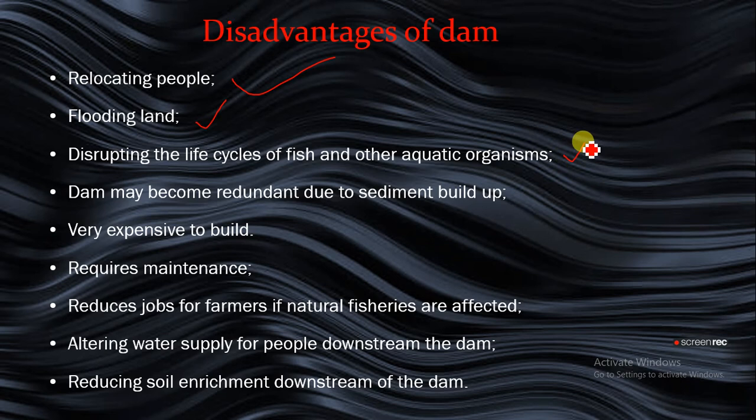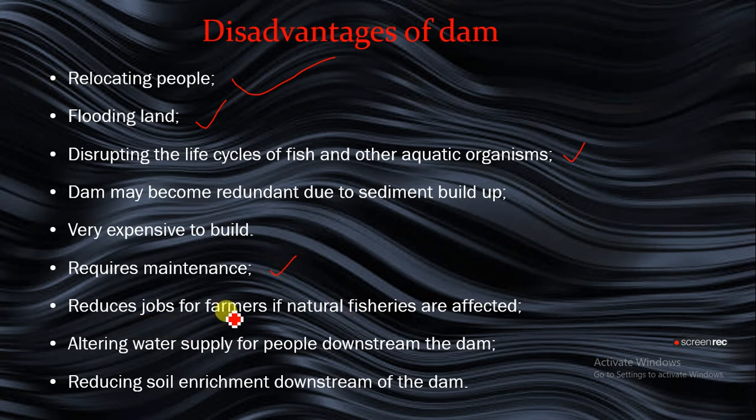Also, the life cycle of fish and other organisms there is disrupted during the process of construction. So it disrupts the biodiversity within the river, and it will eventually affect the food chain of organisms within that river too. In the case of food chain and food web, we're going to look at that in chapter 9. Now, dams may become redundant due to sediment buildup, like I explained earlier about the silt. It's also very expensive to build and requires constant maintenance.